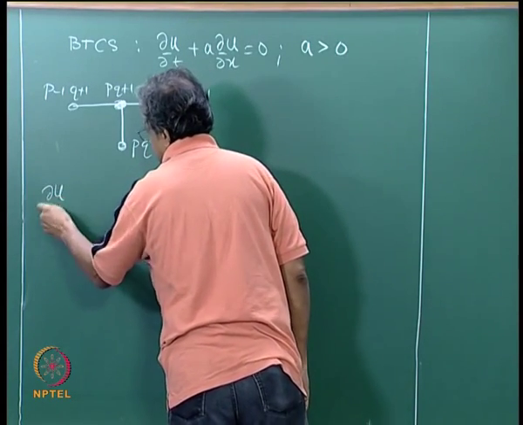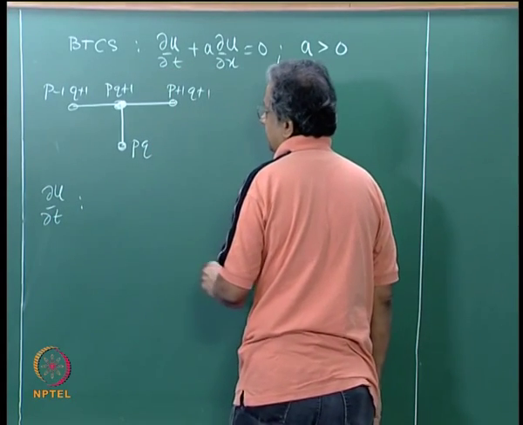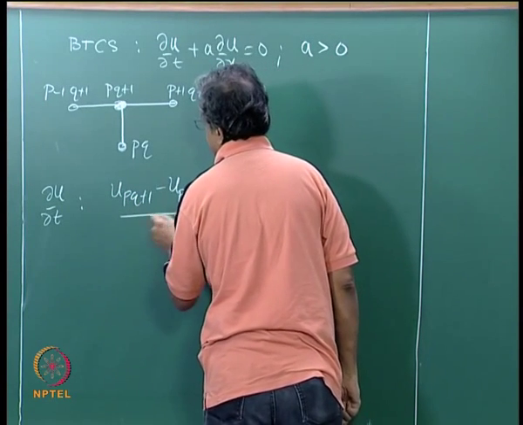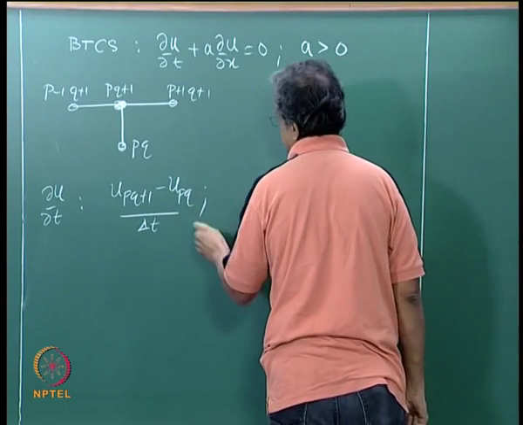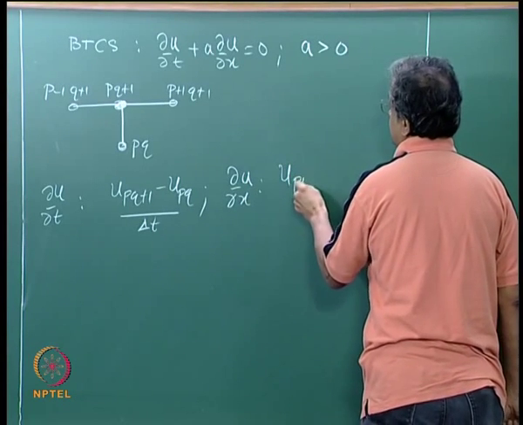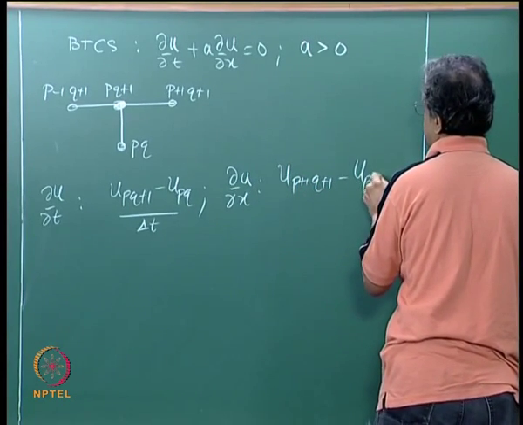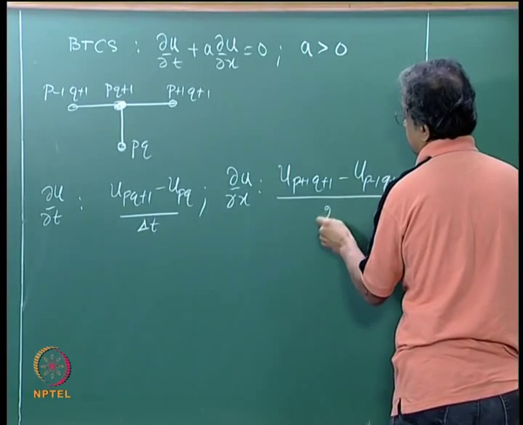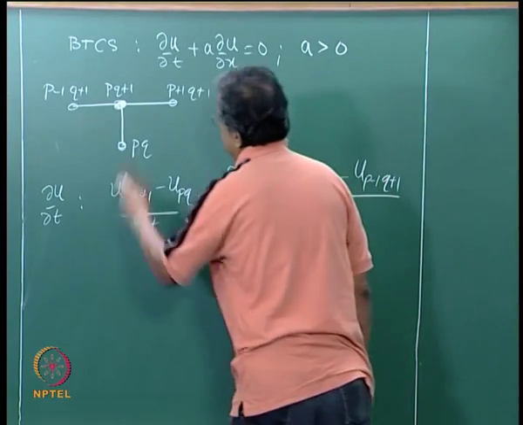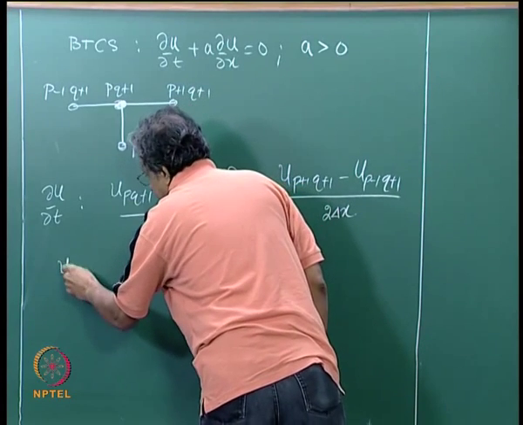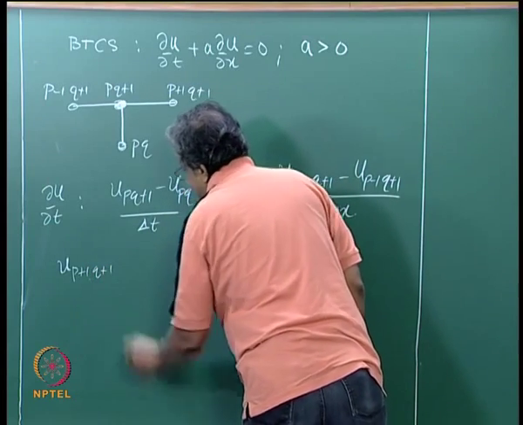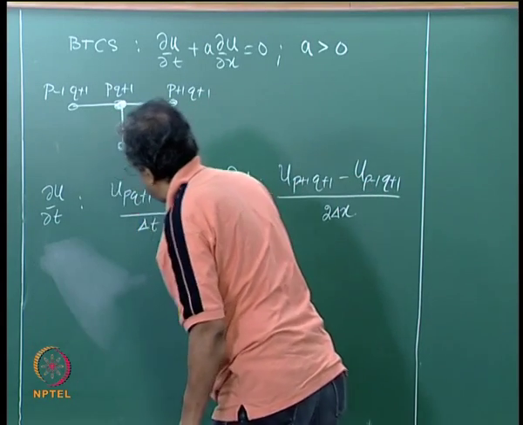As I had indicated, dou u dou t is u p q plus 1 minus u p q divided by delta t. Dou u dou x is u p plus 1 q plus 1 minus u p minus 1 q plus 1 divided by 2 delta x. Okay, substituting back into our differential equation gives us u p plus 1 q plus 1, and I won't skip a step here.